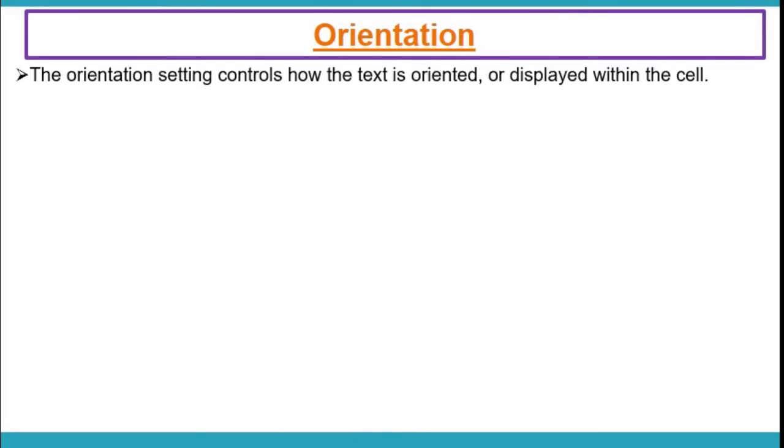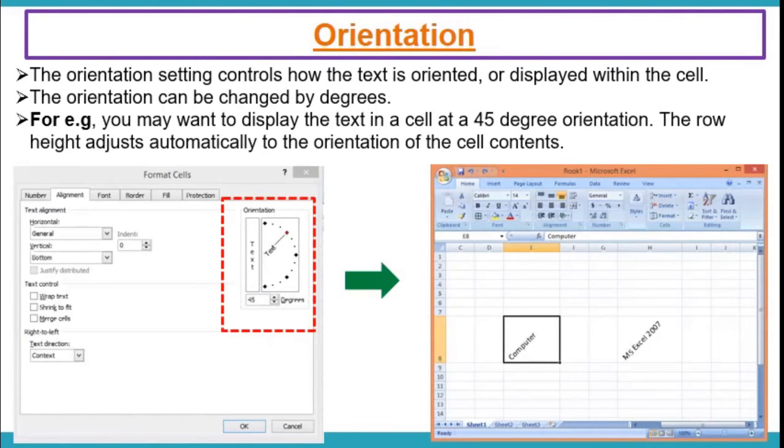The orientation setting controls how the text is oriented or displayed within the cell. The orientation can be changed by degree. For example, you may want to display the text in a cell at a 45-degree orientation. The row height adjusts automatically to the orientation of the cell contents. You can see it in the picture.